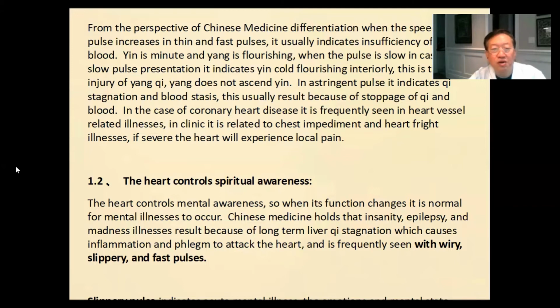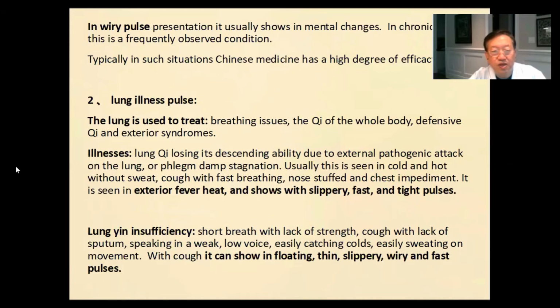Slippery pulse indicates acute mental illness. The emotions and mental state change in chronic conditions. There is better efficacy in treatment. In wiry pulse presentation, it usually shows in mental changes. In chronic cases, this is a frequently observed condition. Typically in such situations, Chinese medicine has a high degree of efficacy.